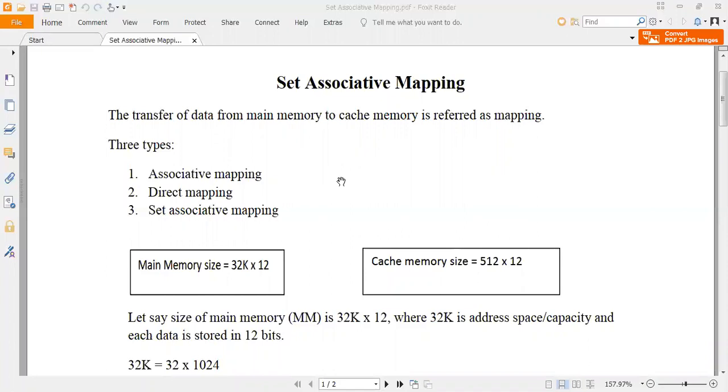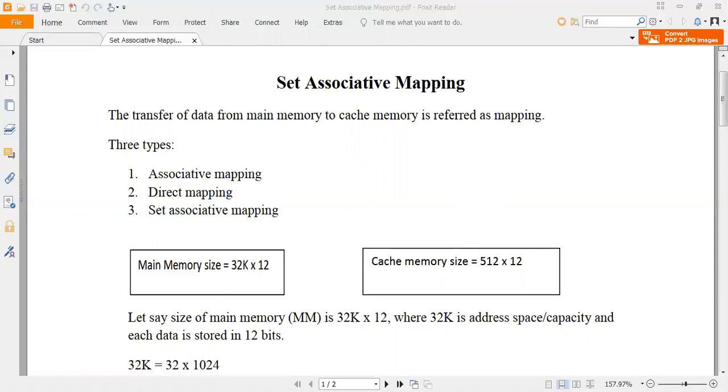But the disadvantage of direct mapping, as we have seen in the earlier video, is that the same index with a different tag cannot reside in the cache memory at the same time. So the hit ratio will decrease if a different tag with the same index is required by the CPU repeatedly. To overcome that problem, set associative mapping is introduced.